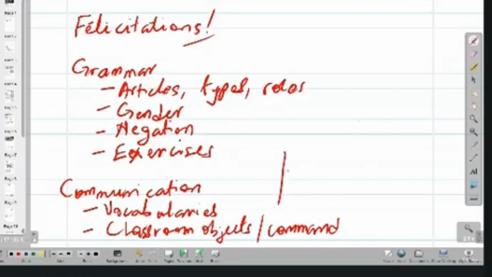We'll look at the use of il y a, and voilà. So these are the key things we expect to cover in this unit. Let's go and get it done. Merci.